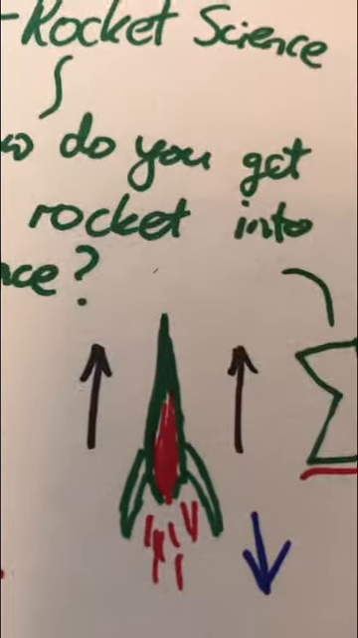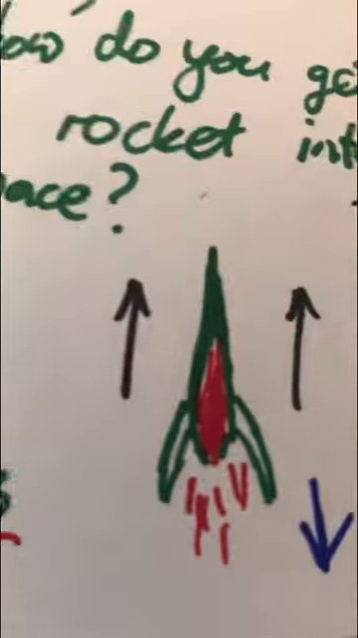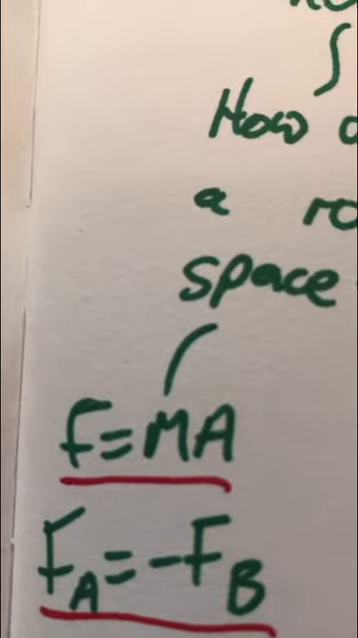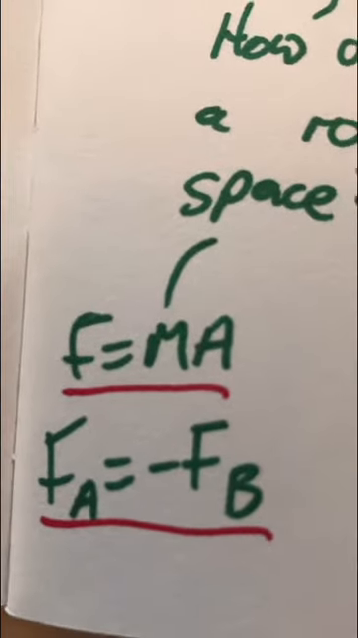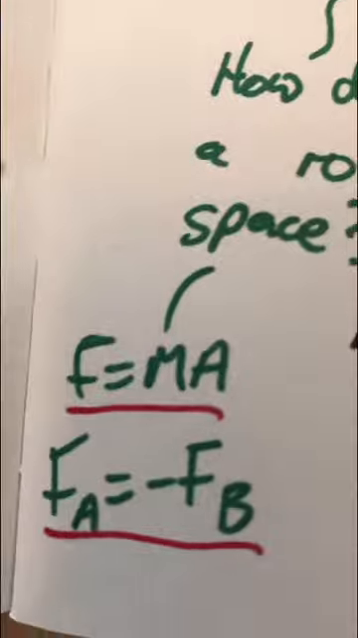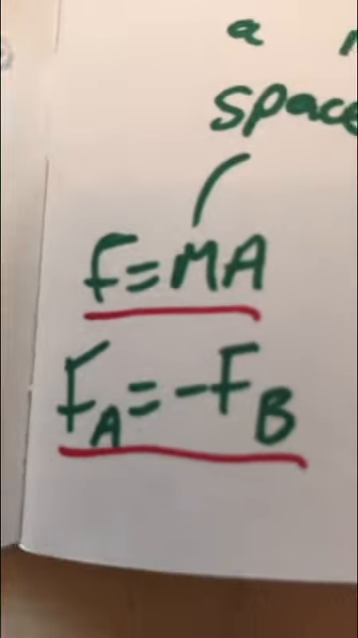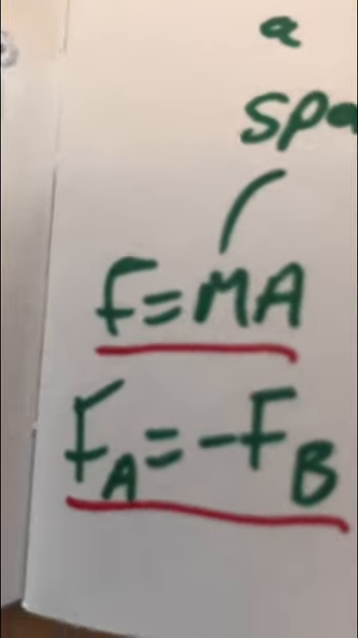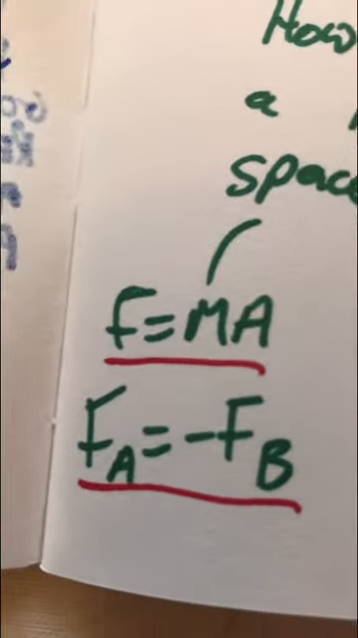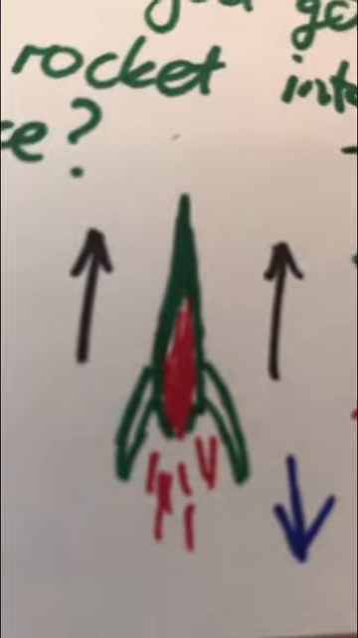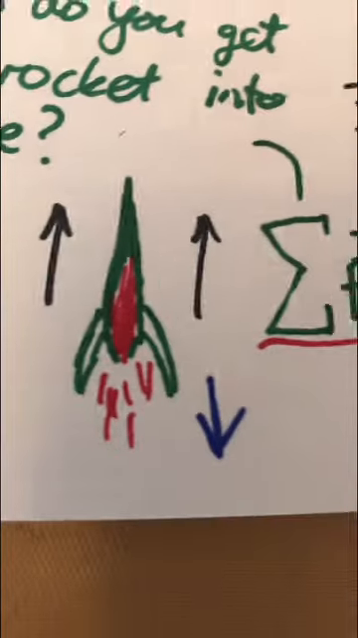So here's a rocket. To get it to go up you need to push down. They use this equation here, F equals ma, and Fa is equal to minus Fb, to work that out. I'll explain what they mean in the next video, but you might have seen those before, and we'll actually show how they can be applied to build a rocket. A really good drawing of a rocket, as you can see here.